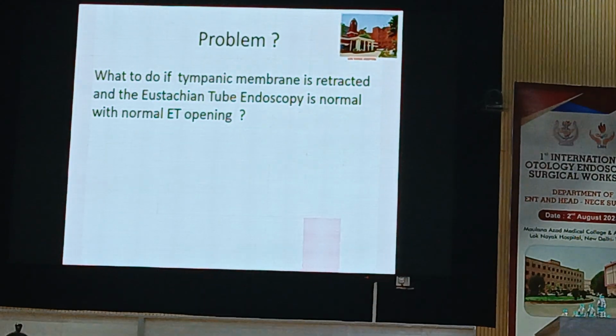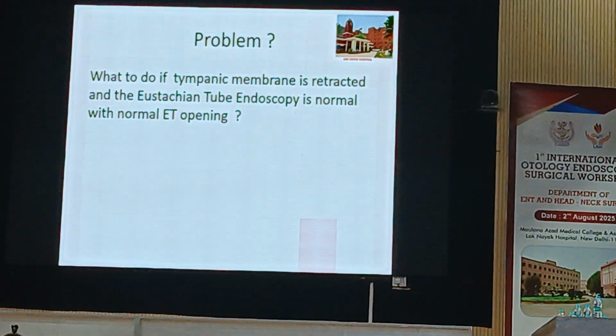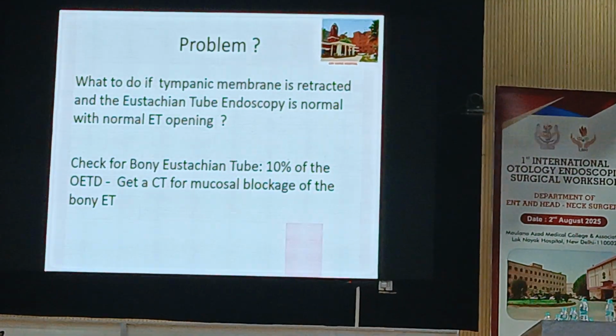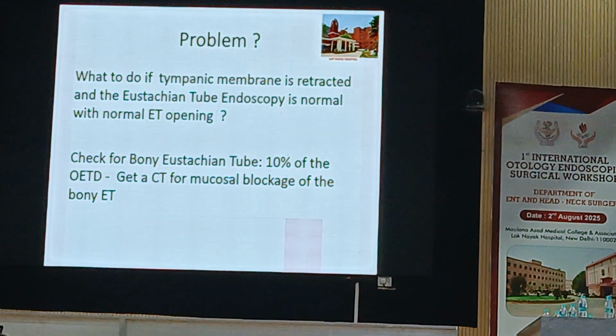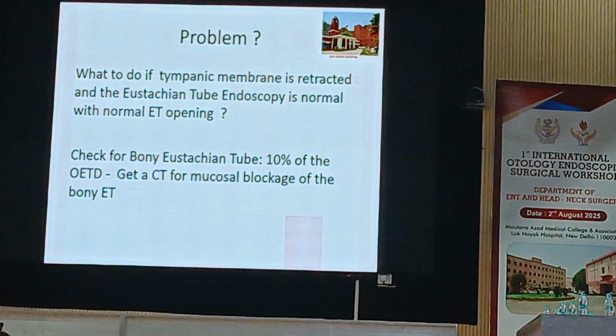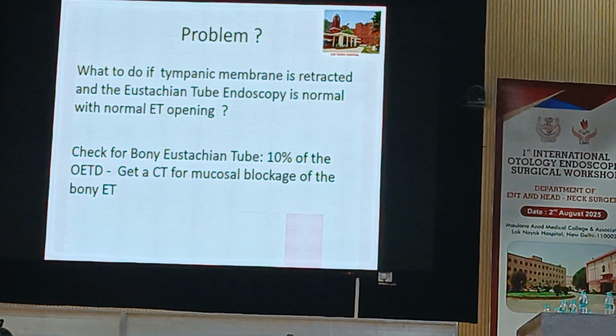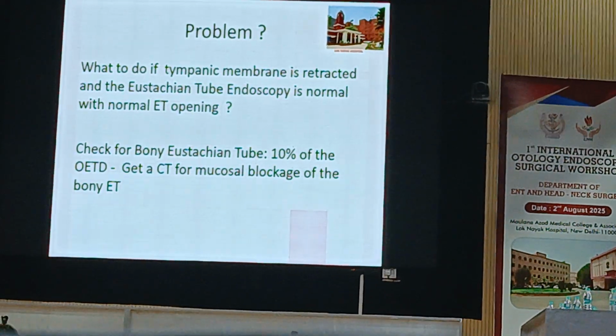So what do you do if the tympanic membrane is retracted and the eustachian tube score is normal? There can be a blockage in the bony eustachian tube. Here is where the role of CT comes in. 10% of the problems are in the bony eustachian tube. There we have to do a CT scan, to rule out problems in the bony part of the eustachian tube.